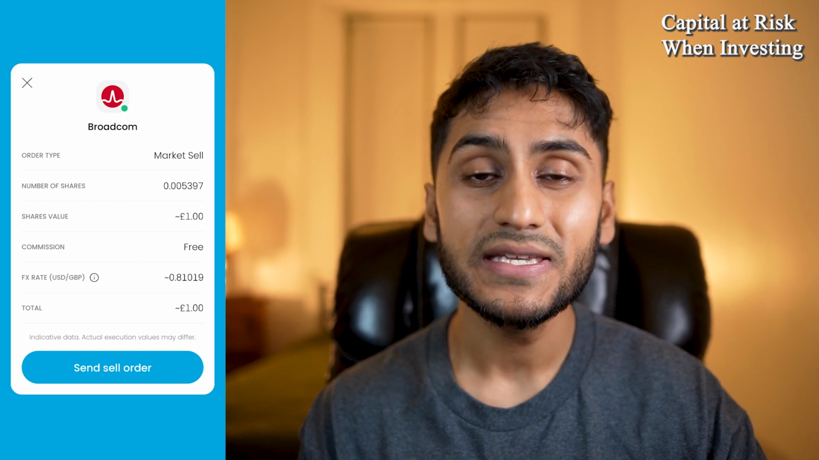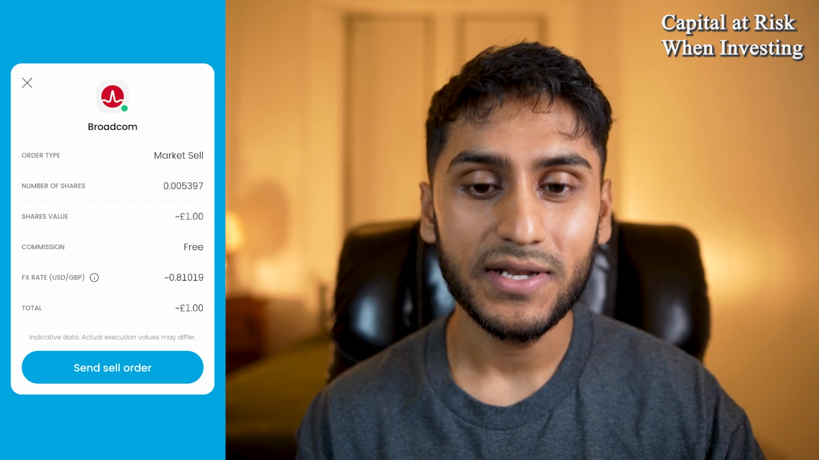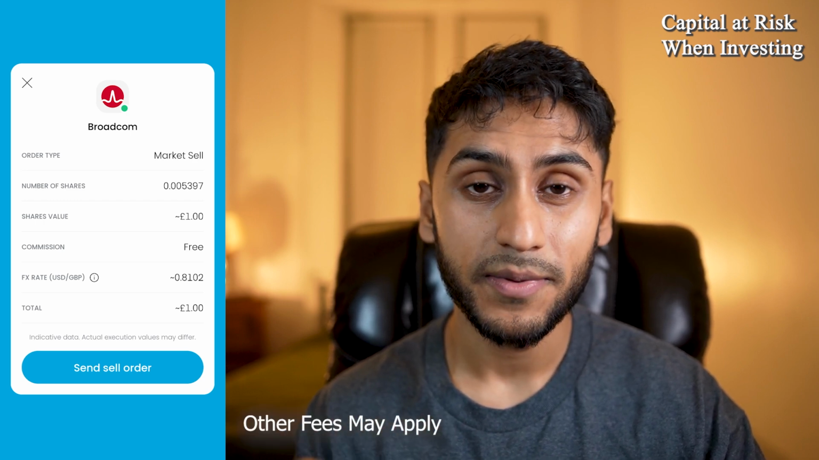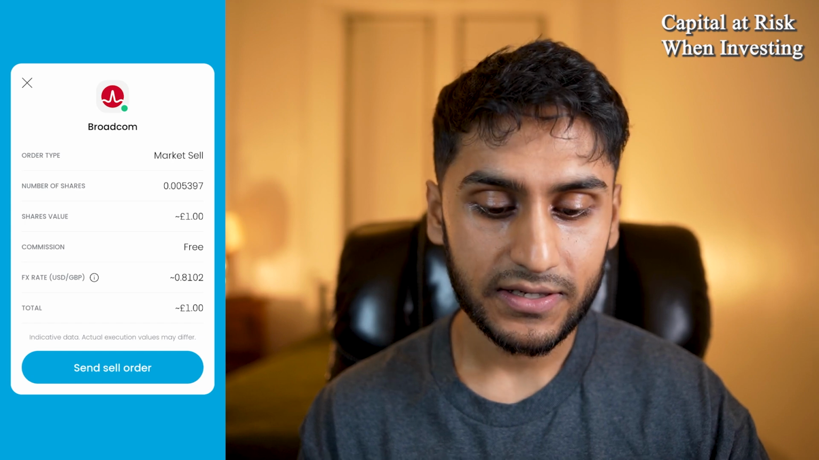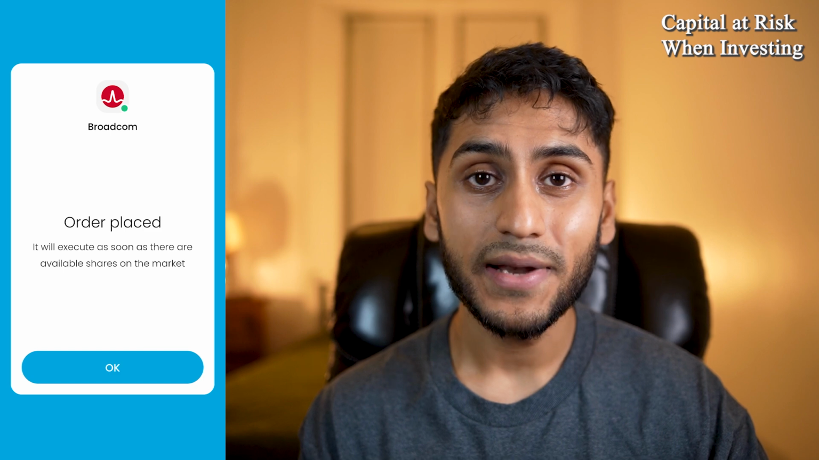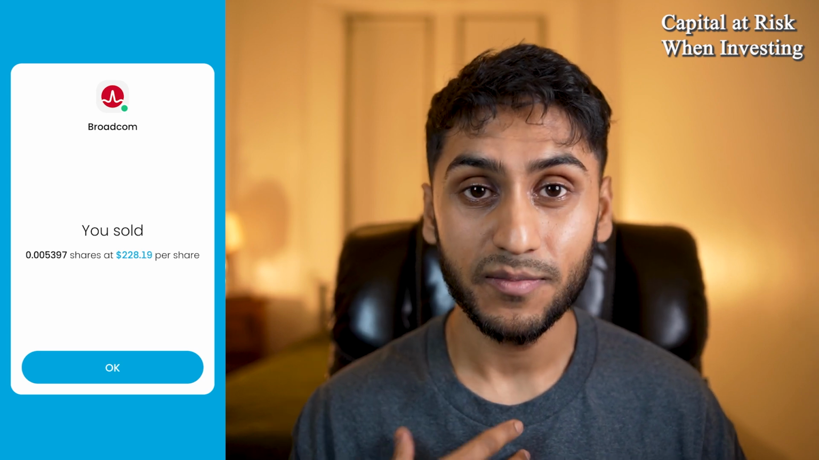As you can see, confirmation screen, selling all my shares that I have. I will get approximately £1 back. There is no commission currently, although there may be other fees. And here is the FX rate, and I'm just going to press send sell order here, and just like that, my order has been placed, but it will execute as soon as there are available shares on the stock market. So the whole point of the stock market is that it is a market. If you want to sell a share, someone has to be willing to buy, and if you want to buy a share, someone has to be willing to sell.